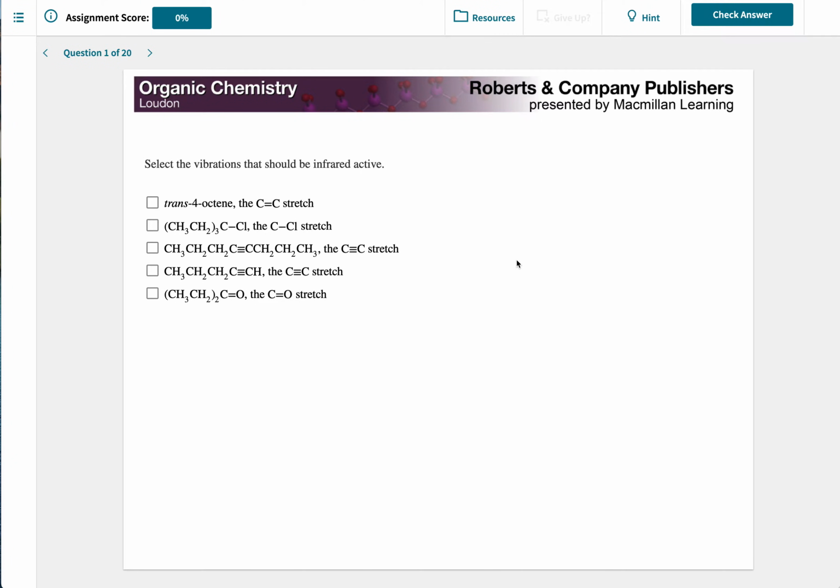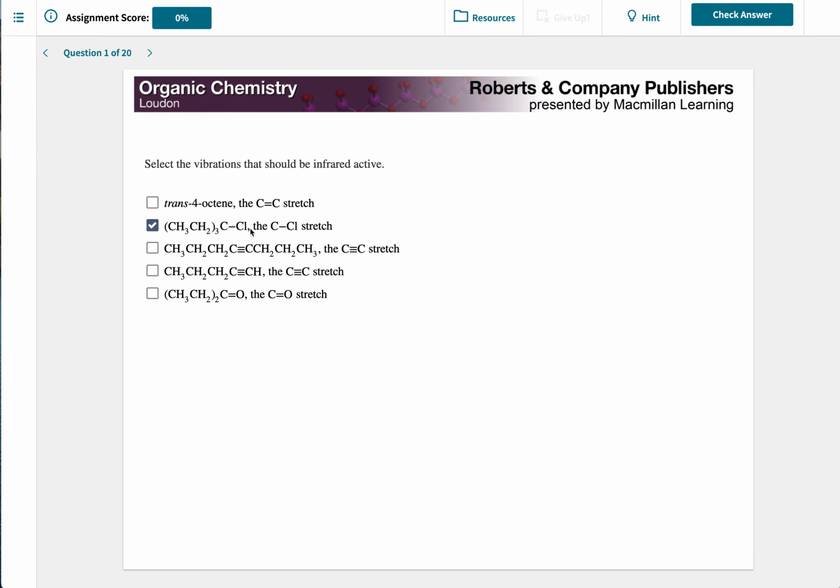For Achieve Homework 4, the first question is asking you to select which of the particular vibrations, so it's referring to the carbon-carbon double bond or the carbon-chlorine single bond, which vibrations should be IR active. Remember, in order to be IR active, a bond needs to be completely asymmetrical on either side of the bond.